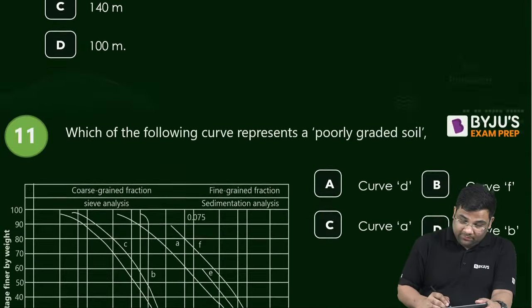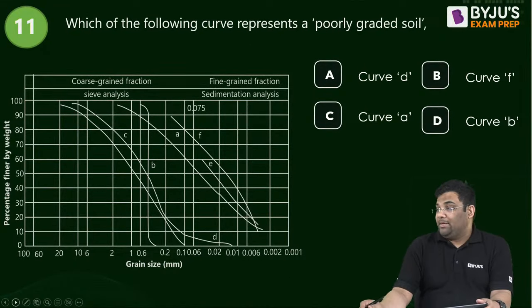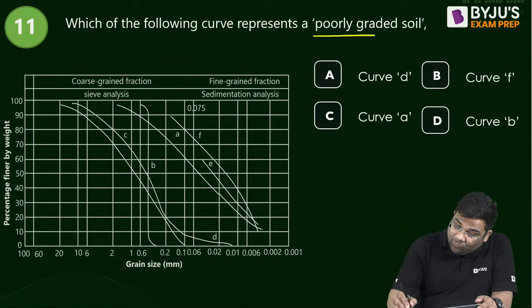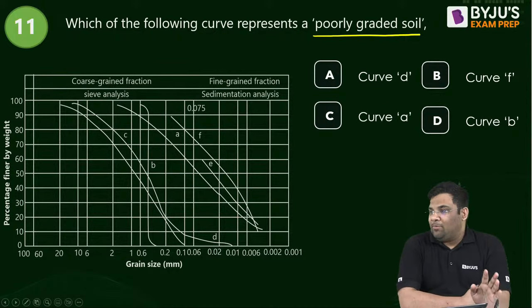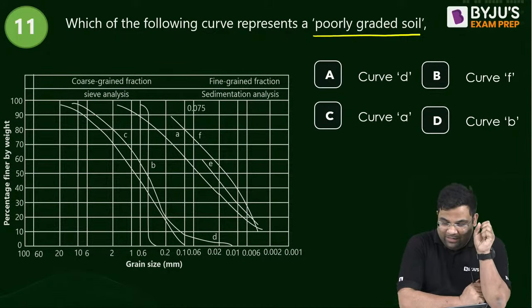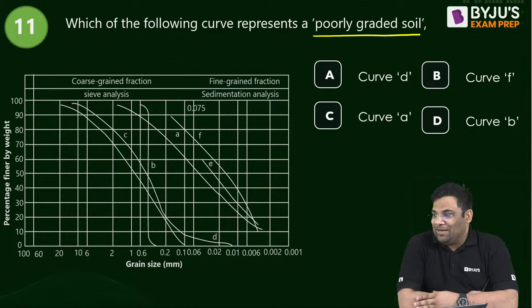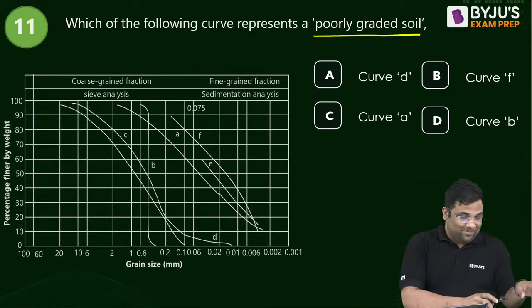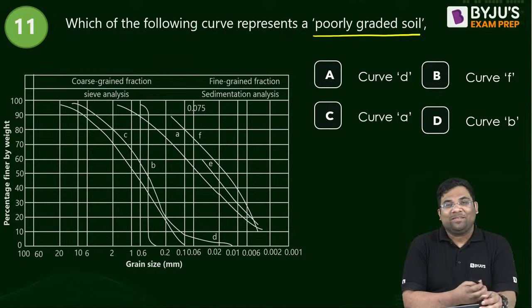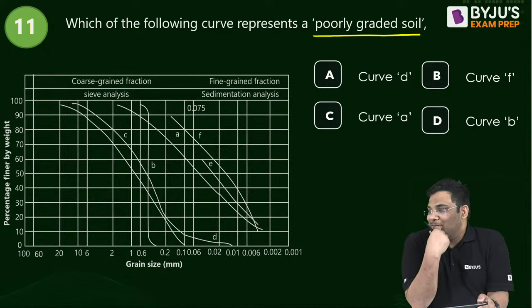Okay. Next question. You see many curves are given here. Which of the following curves indicates poorly graded soil? You have to see the diagram a little carefully and tell me the answer. It looks a little complicated. Have a strong look and tell me which of the following is a poorly graded soil. Tell me the option. Don't give me the curve name.